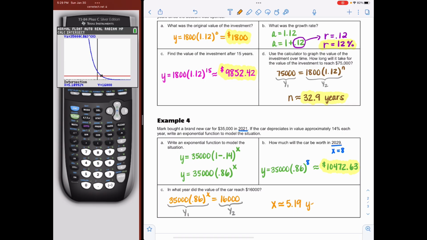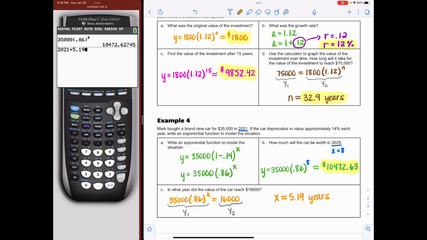And of course, remember, that is the number of years, because X represents the number of years since 2021. So if we say 5.19 years since 2021, we're basically adding that on. So 2021 plus 5.19 will actually end up giving me 2026. And we don't have to say 2026.19. It just means that we're a little bit past January or February.